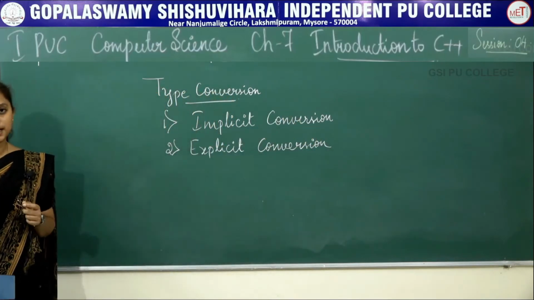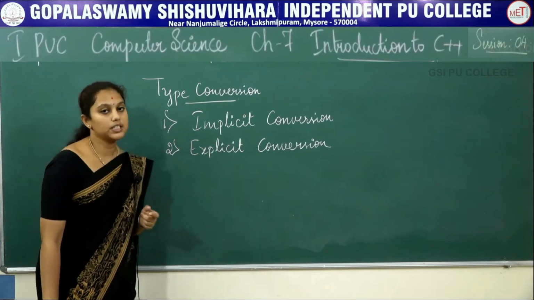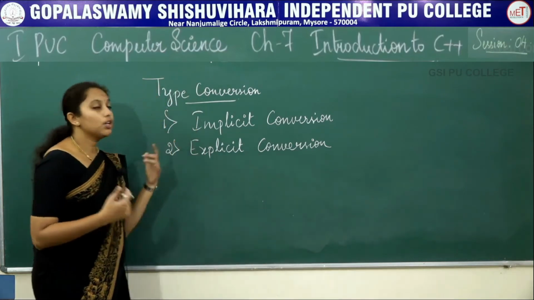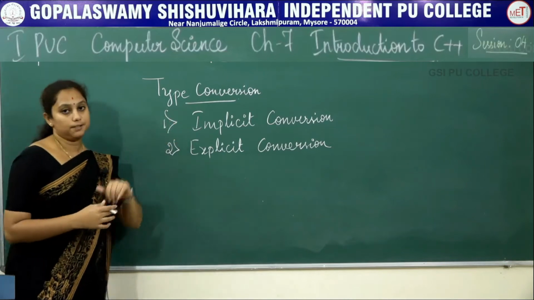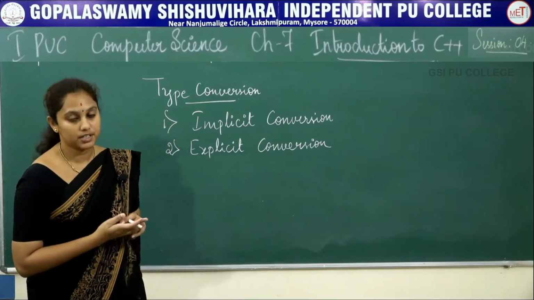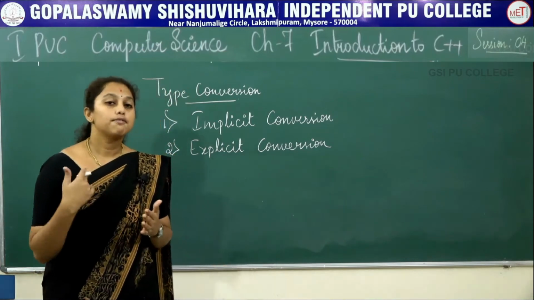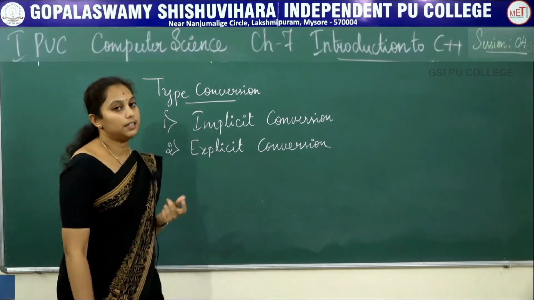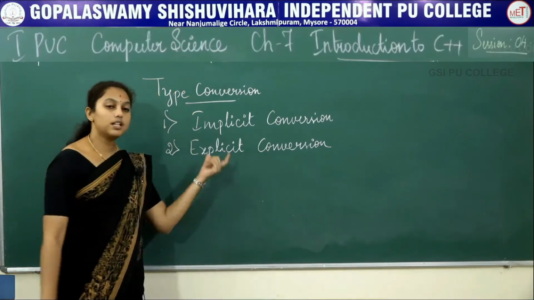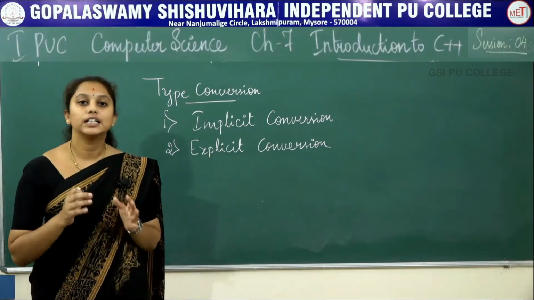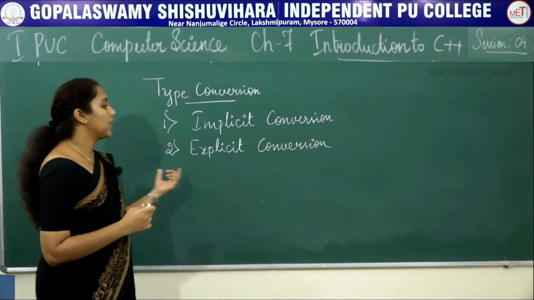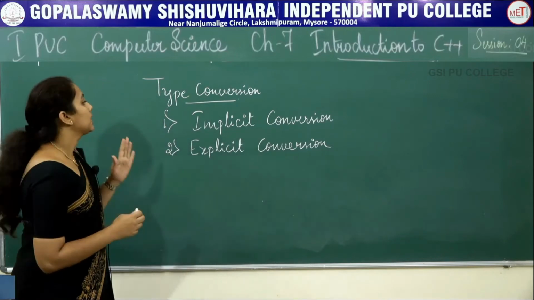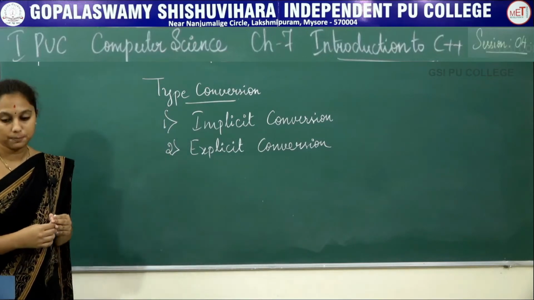What is implicit conversion? When we are performing mathematical manipulations on operands which are of different data types, they will automatically undergo implicit conversion before evaluating the final result. So this conversion takes place without the programmer's intervention. When it comes to explicit conversion, it forces an expression to be of a specific type. So your variable may get converted by typecasting. So this is about type conversion and its types.